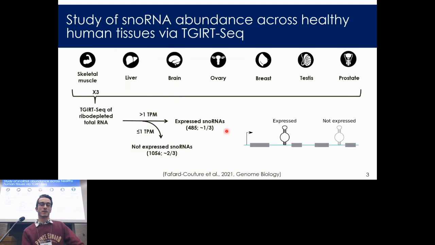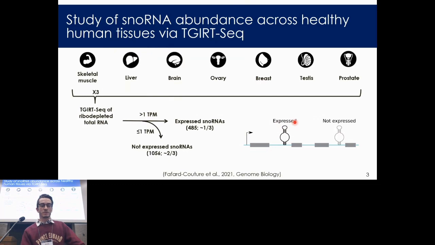Another interesting finding we observed is that snoRNAs encoded within the same host gene did not necessarily correlate in abundance. For instance, a snoRNA encoded within the first intron would be expressed, and then a snoRNA encoded in a further downstream intron would be not expressed, meaning here not detected in our data sets, although they came from the same host gene transcript.